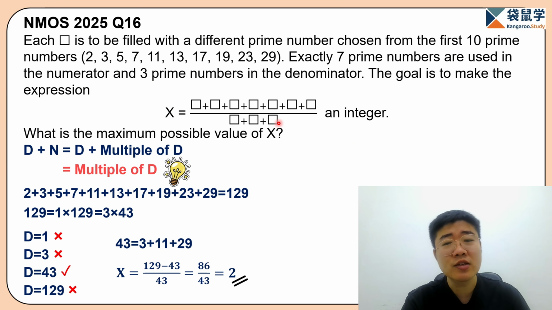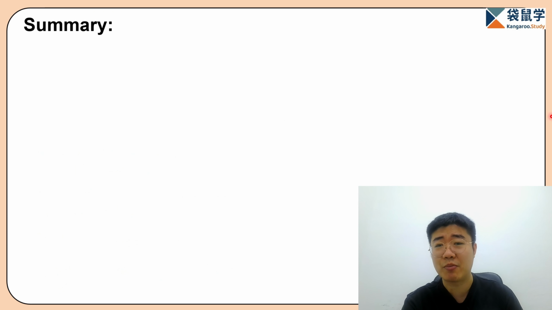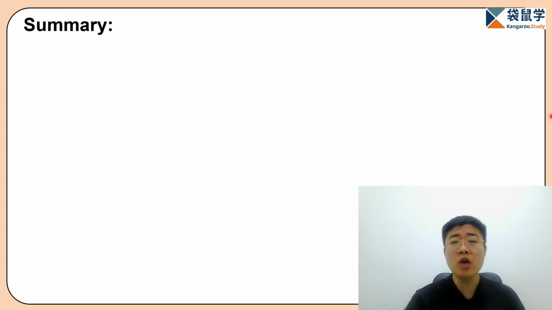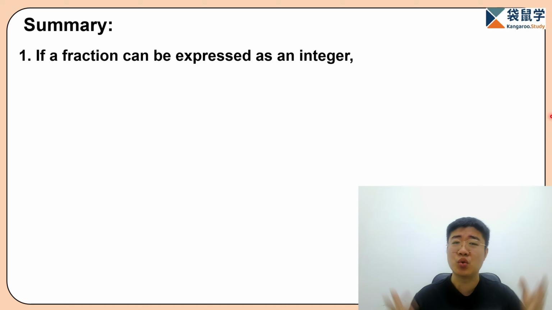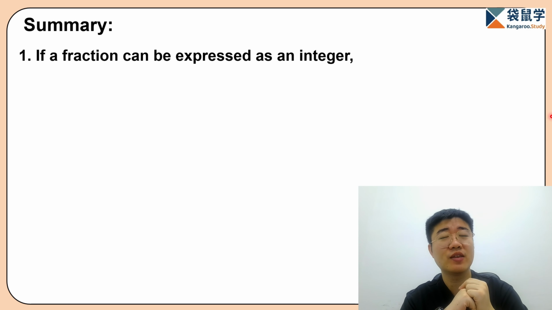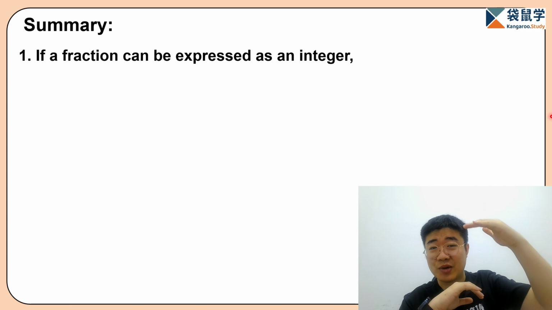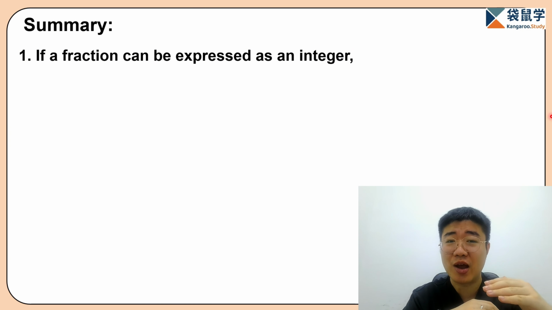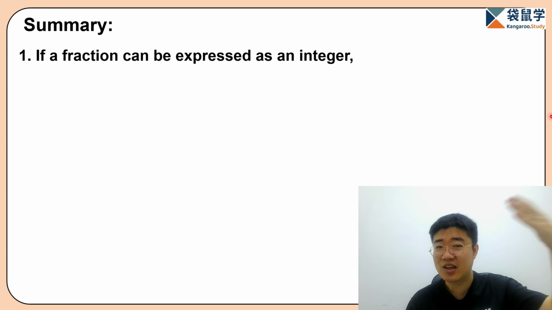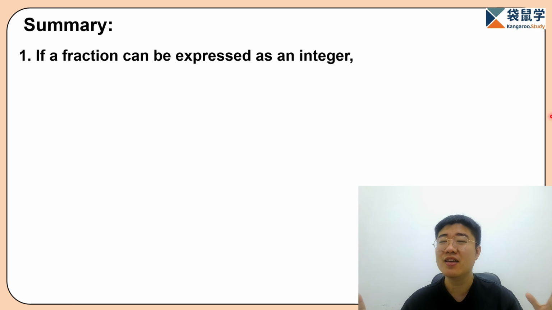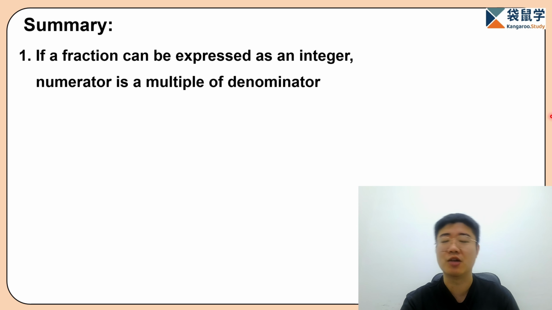So now we understand this, let's do a quick summary on the question here. Now in this question, we notice that if this fraction, the value of it is an integer, what's the relationship between the numerator and denominator? Right, just now we said that the numerator must be able to be divided by the denominator. So in other words, we can also say the numerator is a multiple of the denominator.